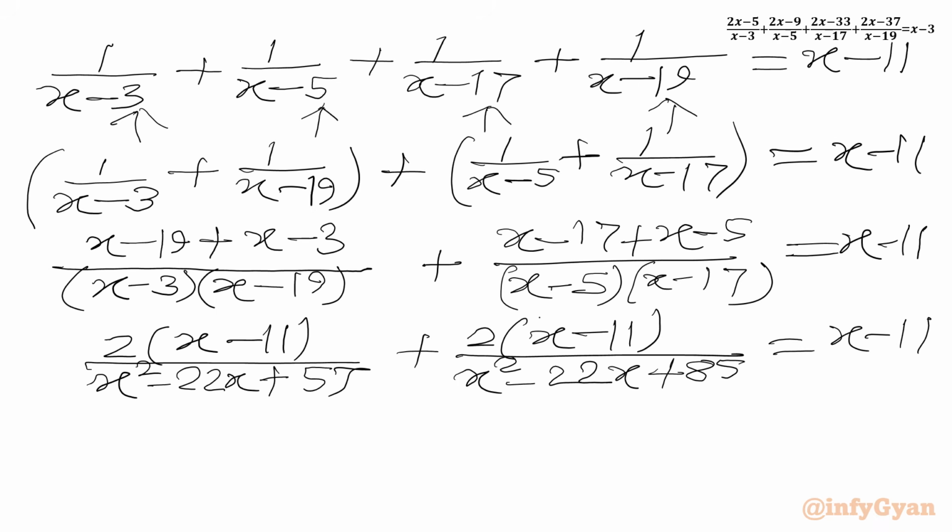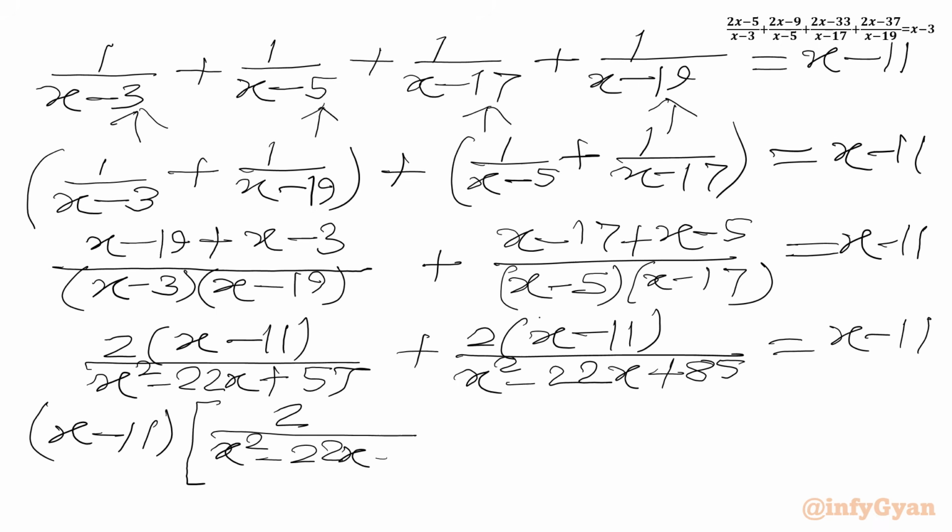Now we will take x minus 11 common and we will write on one side of the equation. So I can write here x minus 11, which is common, and in the other bracket 2 over x square minus 22x plus 57, plus 2 over x square minus 22x plus 85.